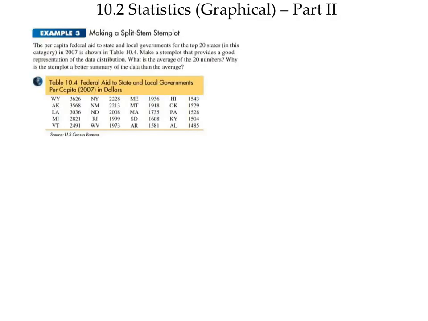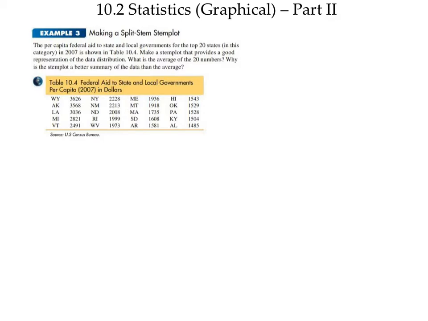Sometimes data is too closely clustered to help visualize trends and relationships. In this case, we can use a special type of stem and leaf plot called a split stem plot. Table 10.4 shows for quite a few states the amount of federal aid per capita to that state in dollars.